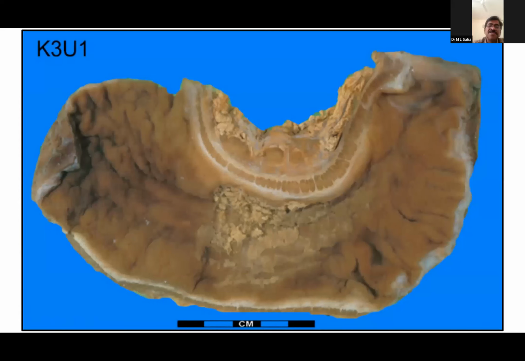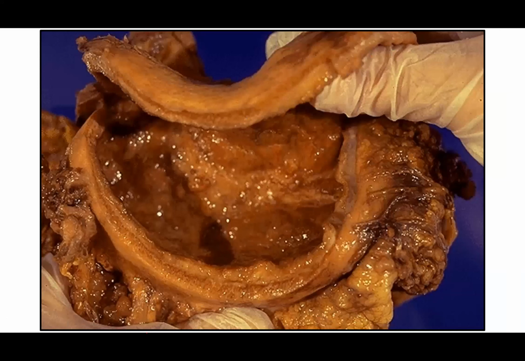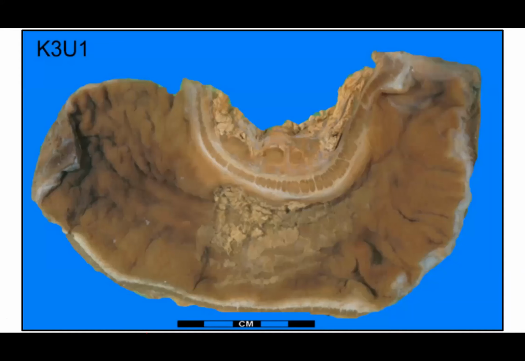This is a better image. White strands. You can make out the white strands traversing along the wall of the stomach. You can see a very thickened wall and you can see the mucosa flattened. In this case, there is an ulcer. In the previous one, there was no ulcer. But the uniformly thickened wall is evident in both the specimens.